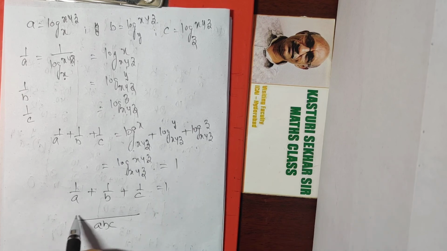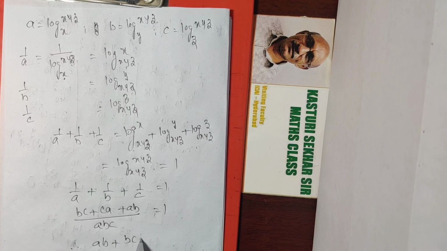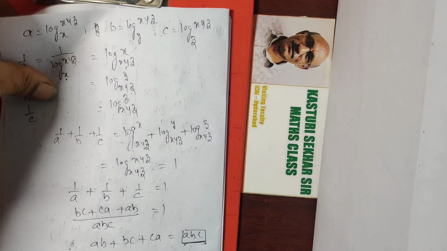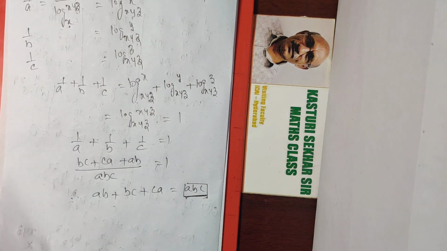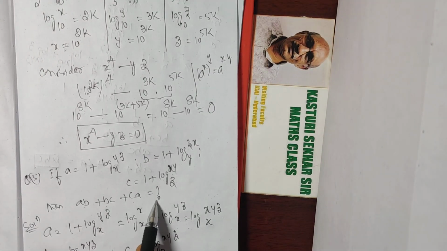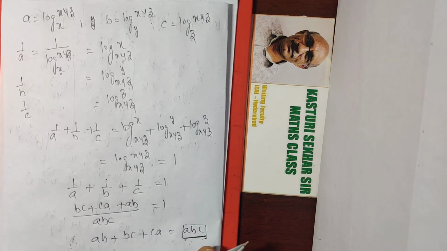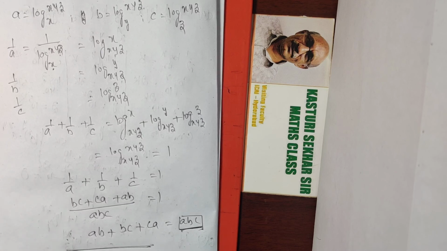Take abc as LCM. bc plus ca plus ab is equal to abc's 1. Therefore, ab plus bc plus ca is equal to abc. This abc is available in the options. We have to select. Now what do we have to prove? ab plus bc plus ca is question mark. What we proved here: ab plus bc plus ca is equal to abc. This is the answer to this question, sir.